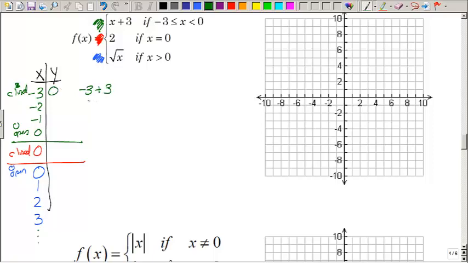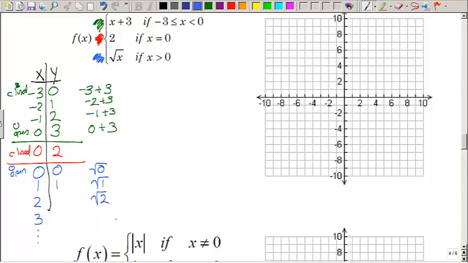When I go back to my green function, I'm plugging negative 3 in to the green equation. Negative 3 plus 3 is 0. Negative 2 plus 3 is 1. Negative 1 plus 3 is 2. And 0 plus 3 is 3. For my red function, when I plug in 0, I'm getting out the value 2. And for my blue function, when I plug in the value 0, the square root of 0 is 0. The square root of 1 is 1.